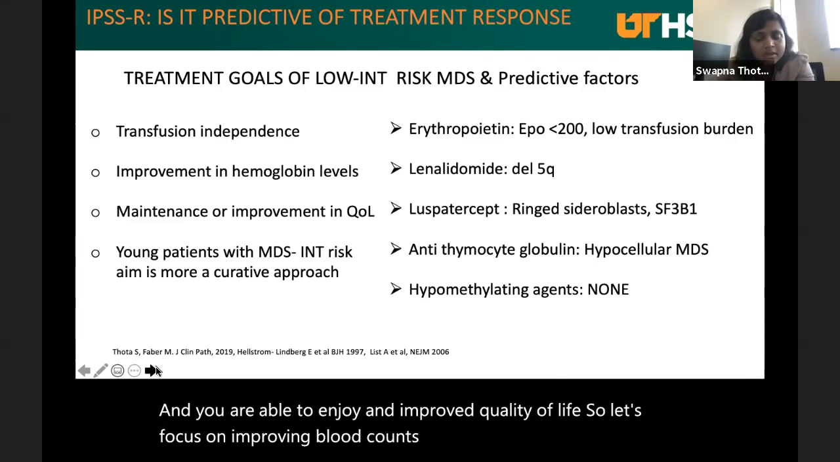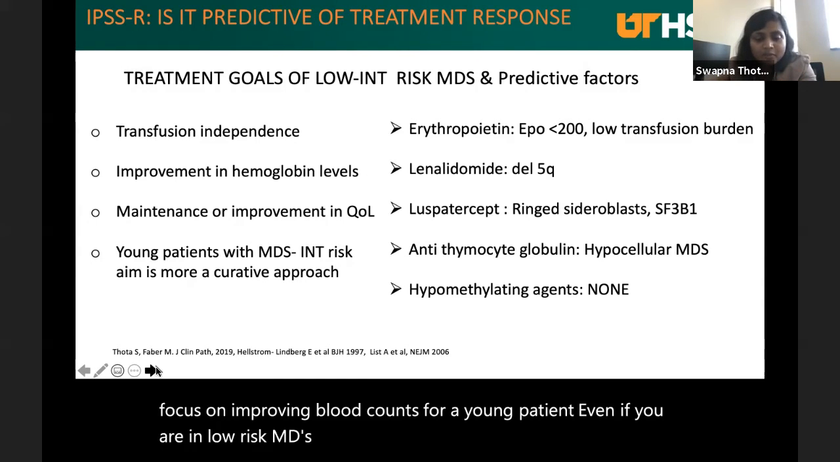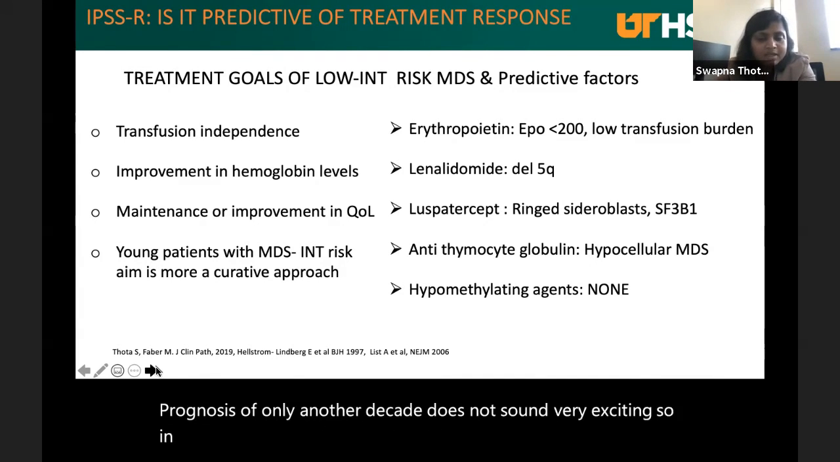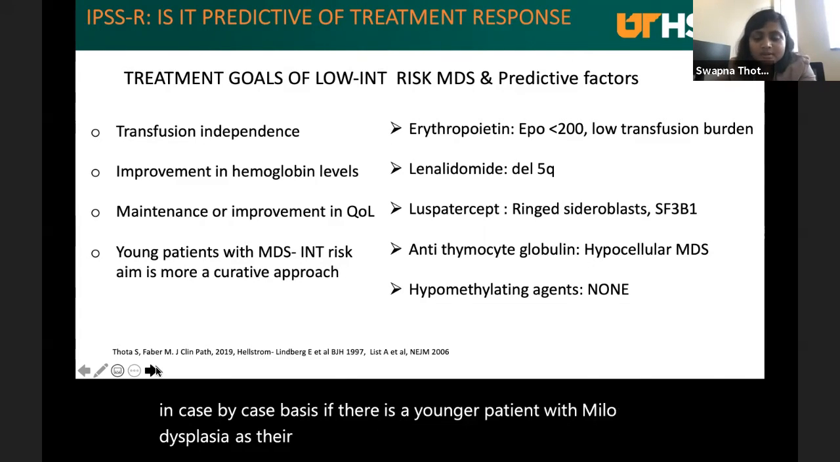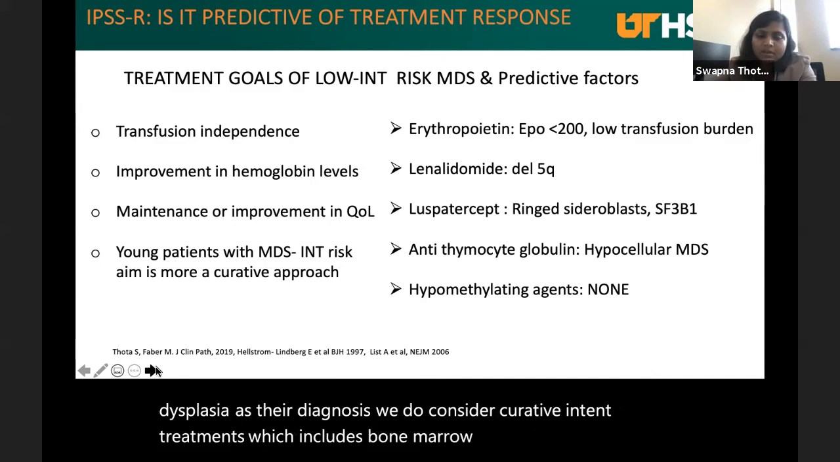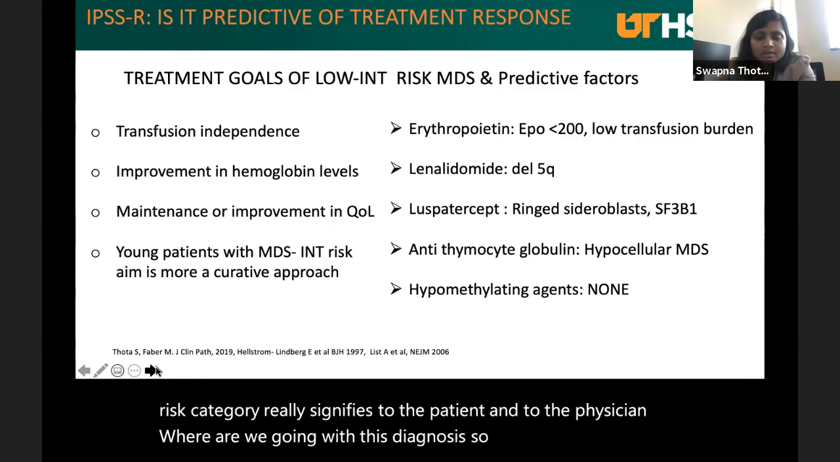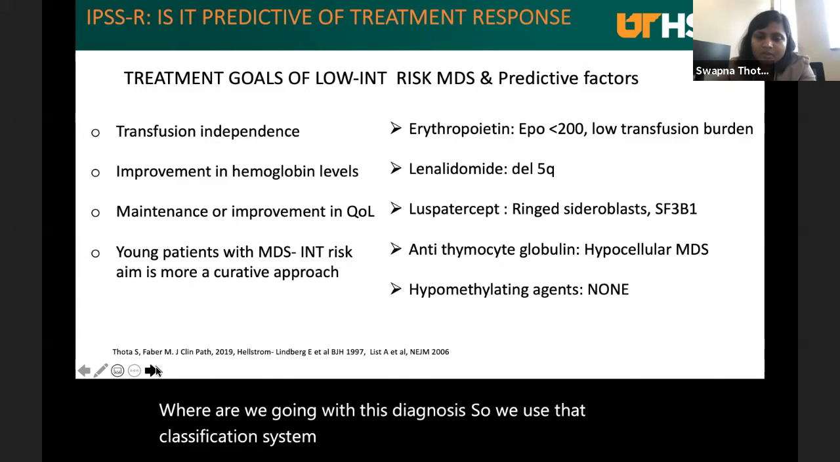For a young patient, even if you are in the low-risk MDS category, someone in their 30s or 40s or 50s, a prognosis of only another decade does not sound very exciting. So on a case-by-case basis, if there is a younger patient with myelodysplasia as their diagnosis, we do consider curative intent treatments, which includes bone marrow transplantation. So the IPSS risk category really signifies to the patient and to the physician where we are going with this diagnosis. So we use that classification system to establish goals of treatment with the patient.